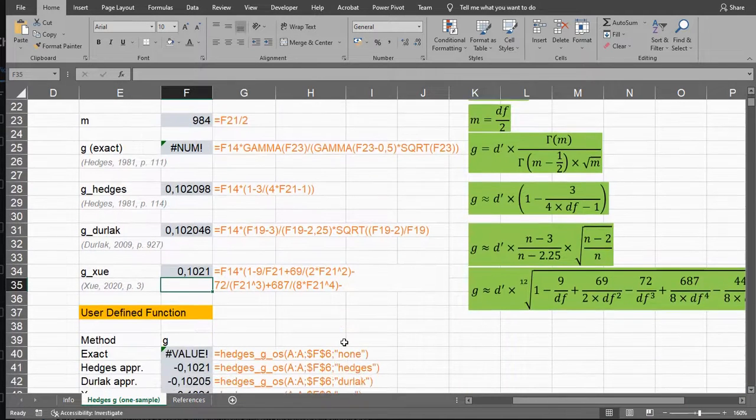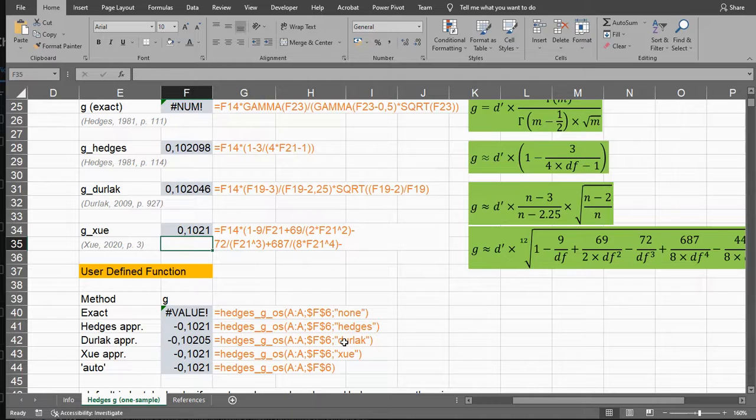In the file, I also made a user-defined function that can actually do all the calculations for me. That looks like this. So if you enable the macros in the Excel file, then these should also work for you if you download my file.